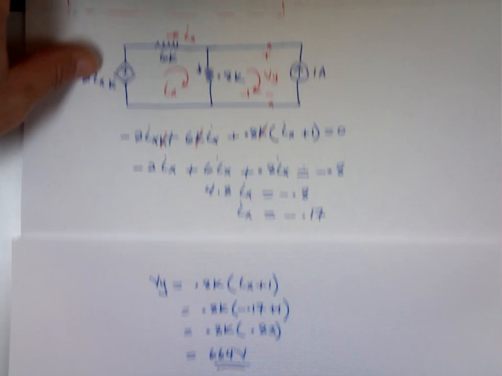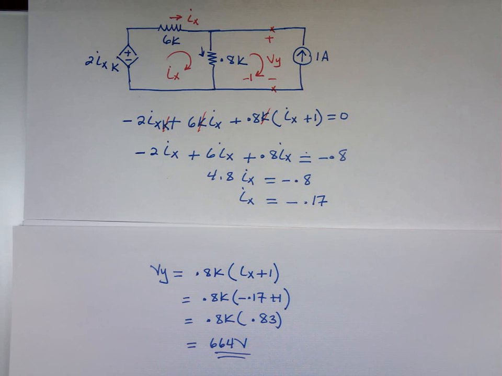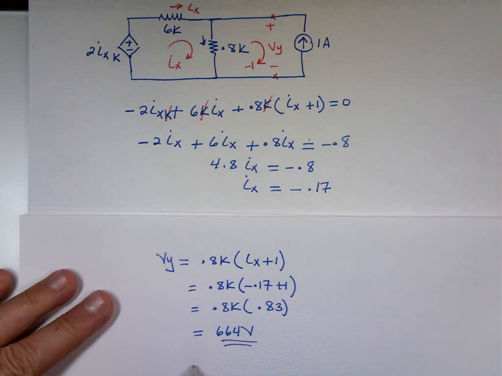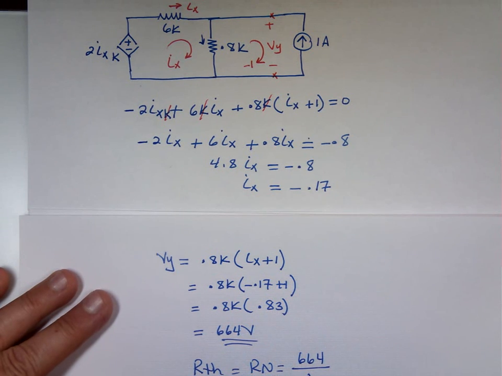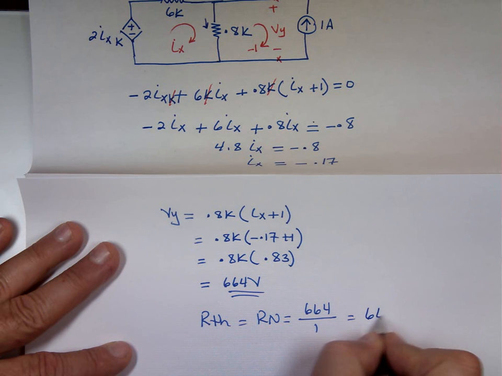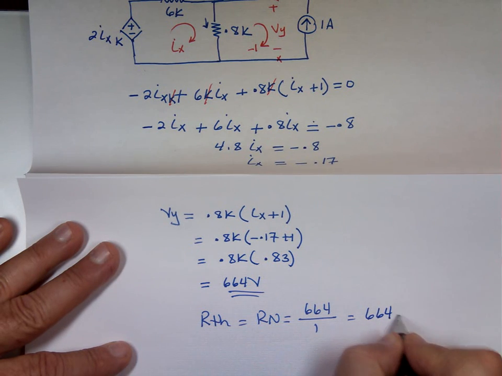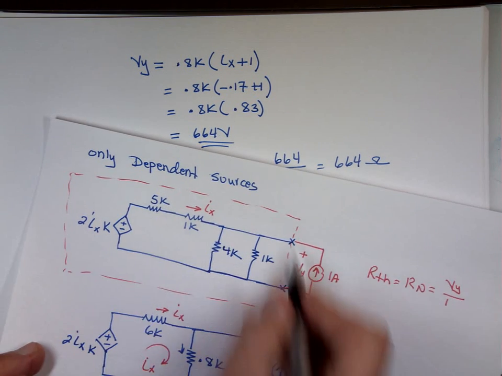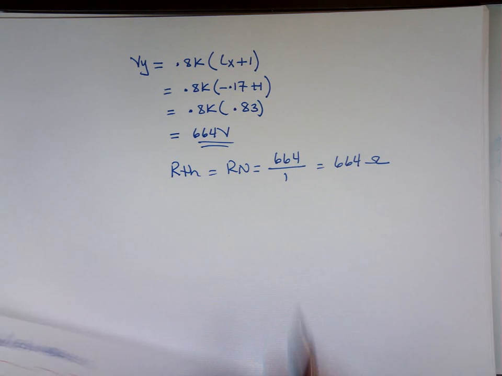So can we find R Thevenin, which is the same as R Norton? Yeah. It's 664 divided by 1, which is 664 ohms. So we can replace all of this box with one resistor of 664 ohms. And whatever comes after, the rest of the circuit, just attach it to it.